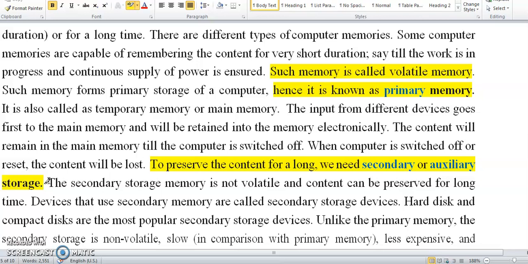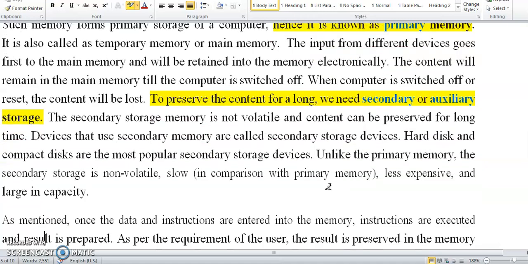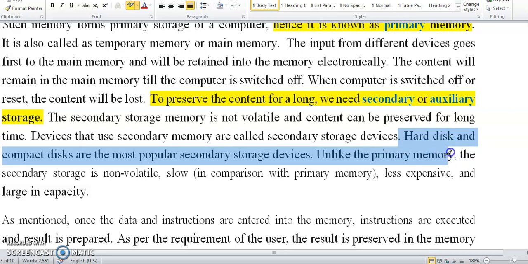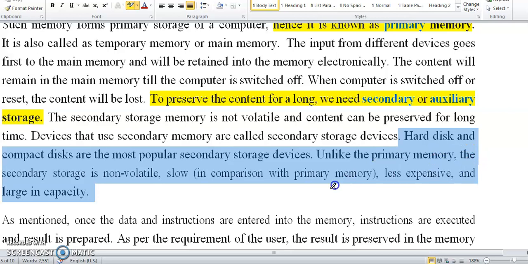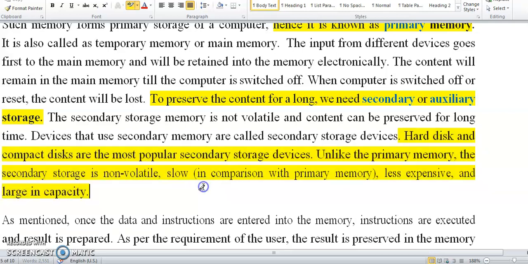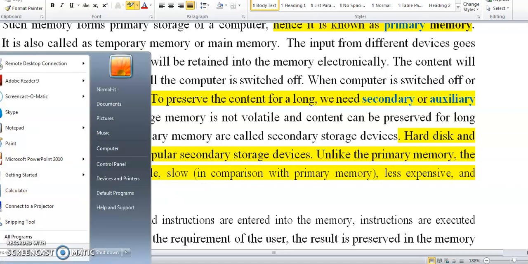Same way, secondary storage memory is not volatile and content can be preserved for a long time. Devices that hold secondary memory are called secondary storage devices. Hard disk and compact disk are the most popular secondary storage devices. Secondary means what? Just try to understand. Primary means when we enter the data, the computer needs to store it for some time. So it's called primary. But if we want to store this data permanently, it is secondary.